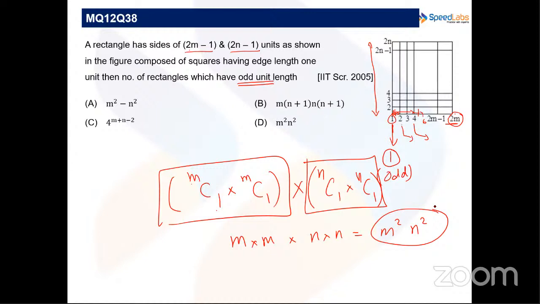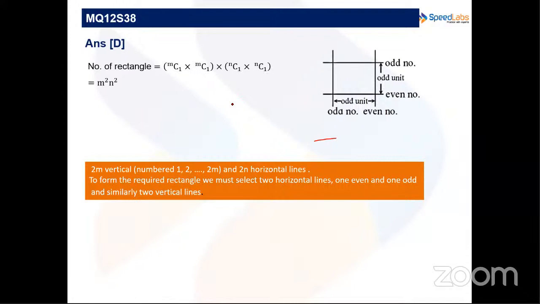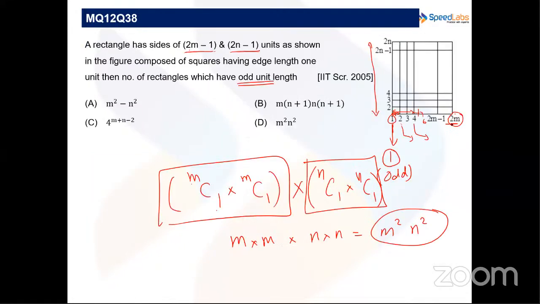See, we are given the sides are 2m minus 1 and 2n minus 1. So we have numbered these values from 1, 2, 3, 4 to 2m. So the sides will be 1 less. That will be 2m minus 1 sides. Now, what we have to select? We have to select odd unit length.